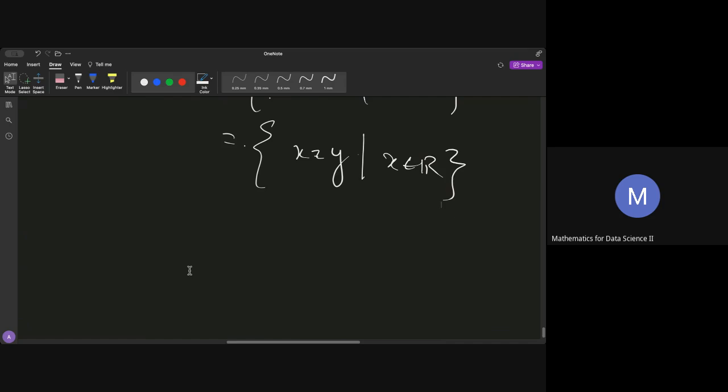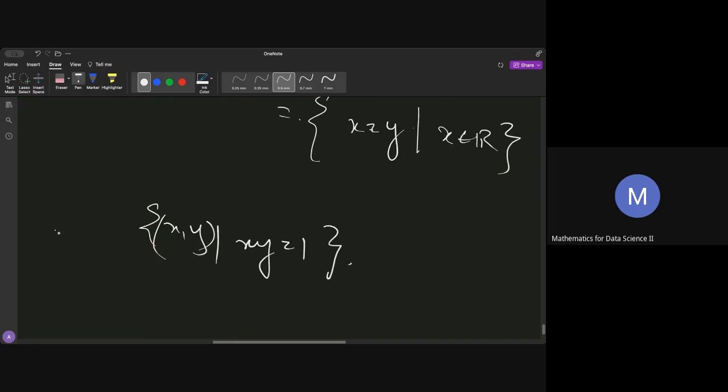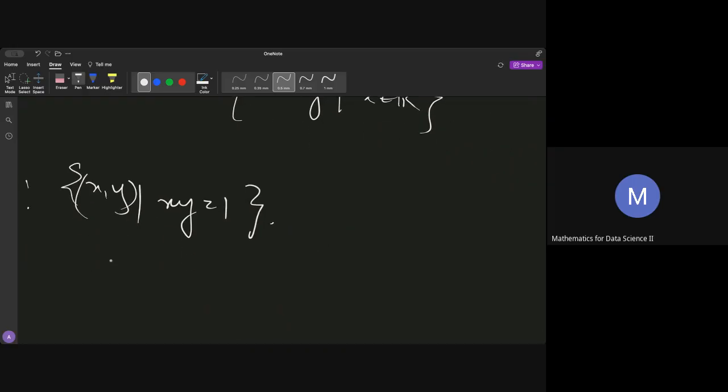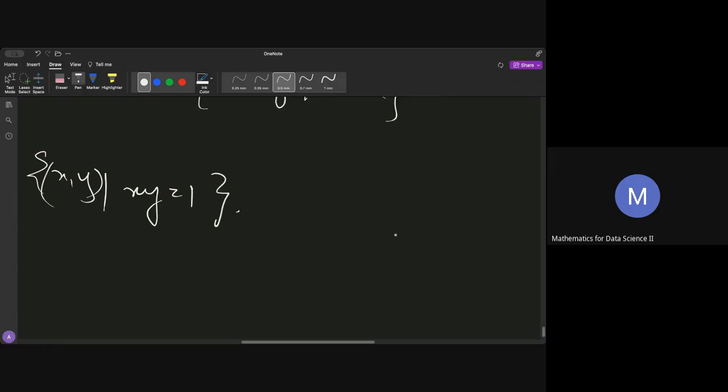Okay, let's do one more thing. Let's say you have x comma y. We are taking xy is equal to 1. So I don't know if you guys know this, but this curve looks like this. If I have the collection of all the points x, y, such that the product of the two should be equal to 1, then if xy is equal to 1, then x is equal to 1 by y, or I can say y is equal to 1 by x, right? It's the same thing.